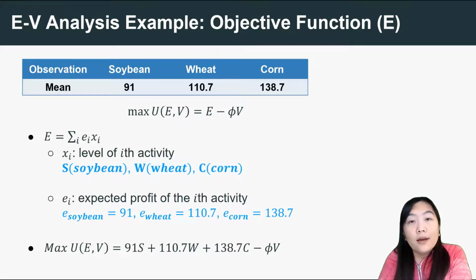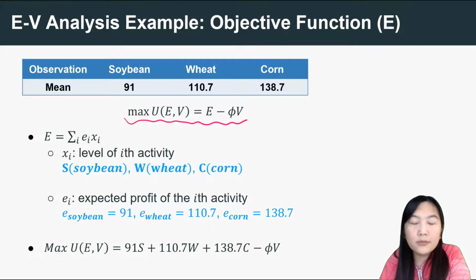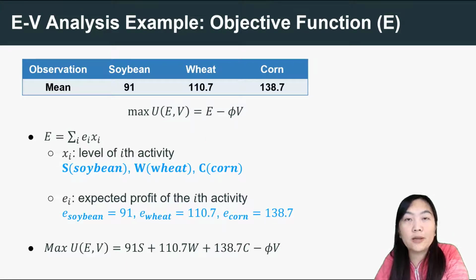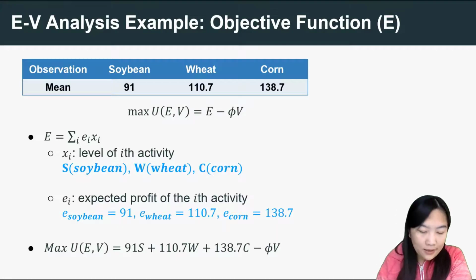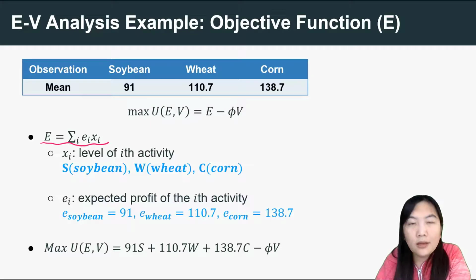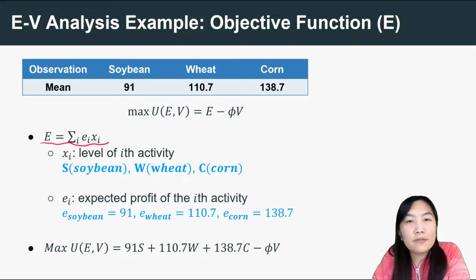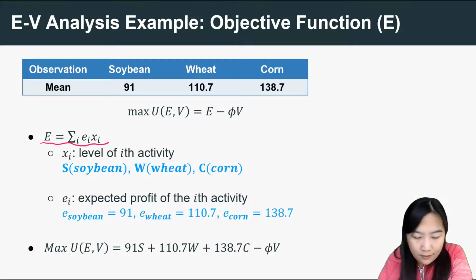And let's remember, for the objective function, there are 3 components there. We talked about phi, and let's work on E next and leave V to the last. I consider that to be the most difficult term in this objective function. So again, here E is the summation of the profit that the producer can get from each activity. So first, what is this Xi here?